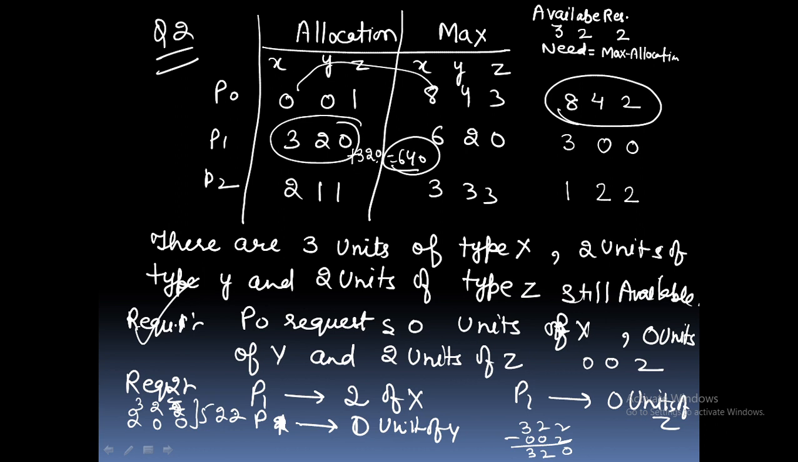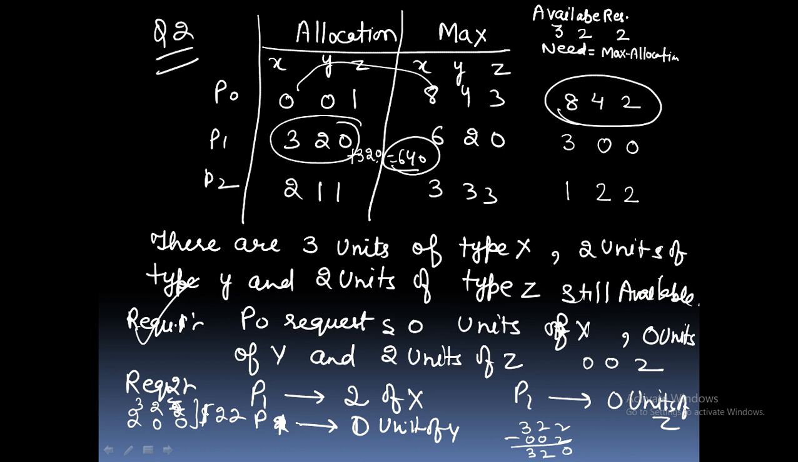Total resources available are 322, need is 200. When we subtract it, then we get 122. Now it follows the safety algorithm to check whether this resulting state is a safe state or not. If it is a safe state, then request 2 can be permitted, otherwise not.